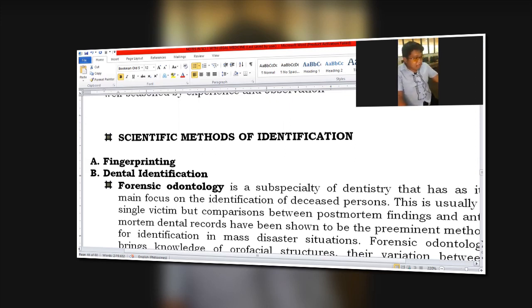Okay? So, itong second method of identification is the so-called scientific method of identification. Hindi na ito ordinary. So, this is the opposite of ordinary methods. Okay? So these scientific methods, of course, it is called scientific because it is based on science, no, technology, no, and technical skills for you to accomplish this, no. Hindi kung sino-sino, hindi even the investigator will not even do this, no, but for experts.